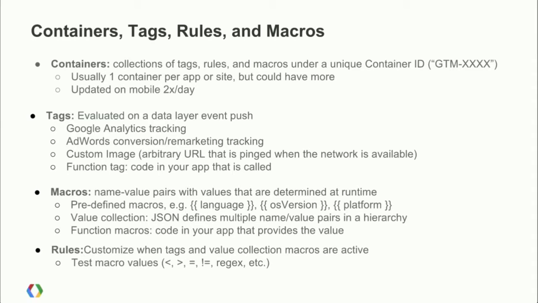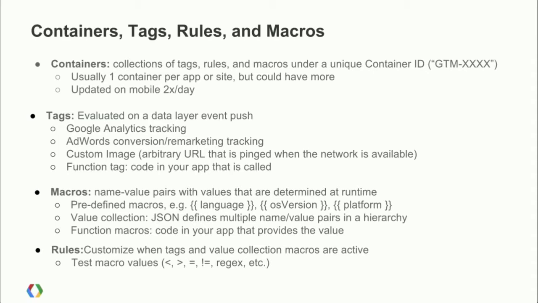Just like we had the function tag, where you have custom code in your application that executes in response to pushing a particular event. Similarly, we have function macros, which are custom code that executes for a particular macro you've registered. So you register that you want to handle some particular kind, and then when that kind happens, it'll call back into your application and it'll ask for a value.